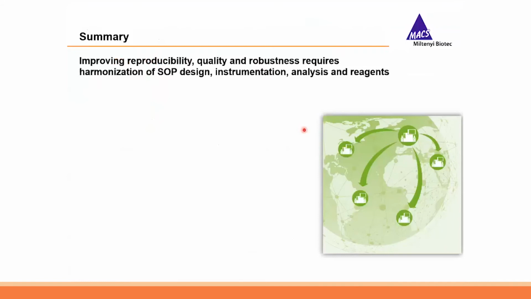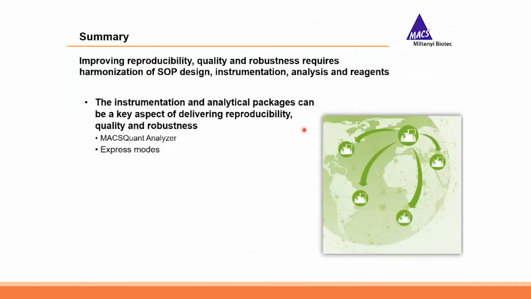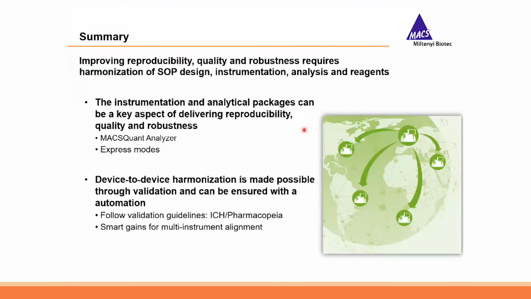So in summary, the goal of improving reproducibility, quality, and robustness is going to require the harmonization of your SOP and design, the instrumentation, the analysis process, and of course the reagents that are used. So the instrumentation and analytical packages can be a key aspect of delivering reproducibility, quality, and robustness. These are things that we feel like we offer with the express modes and the MaxQuant analyzers that were discussed in the first webinar.